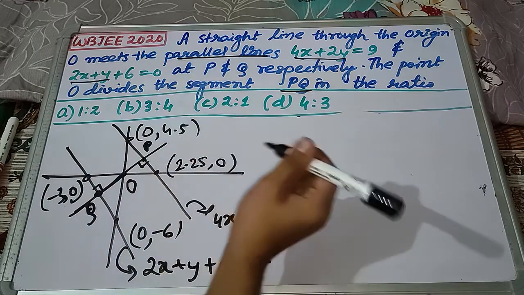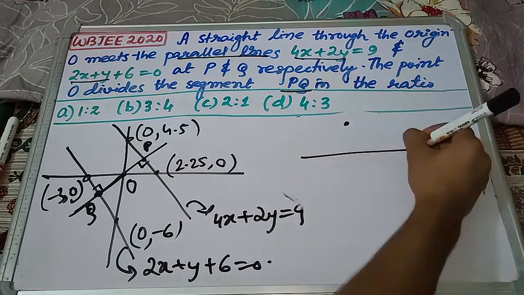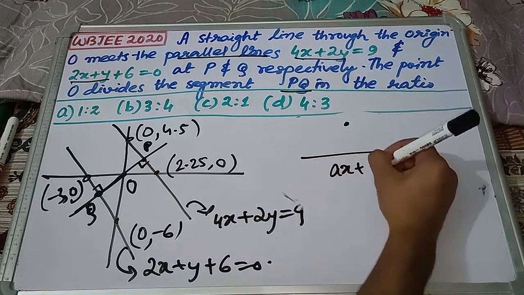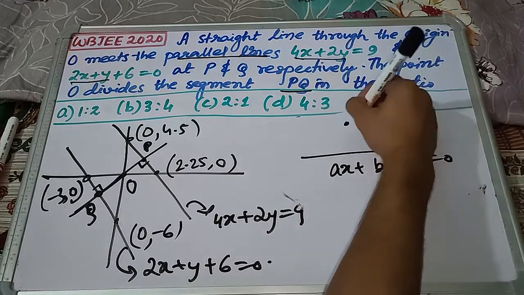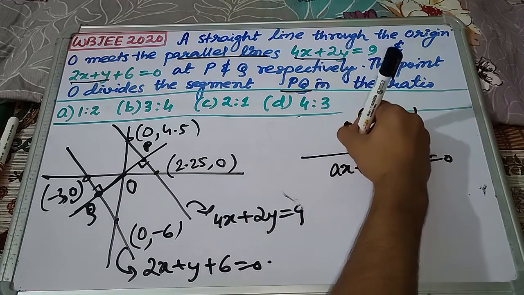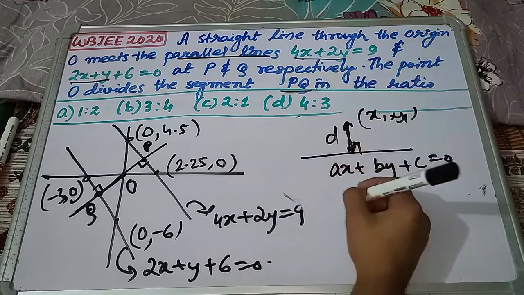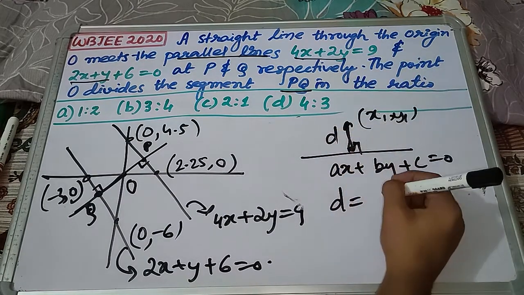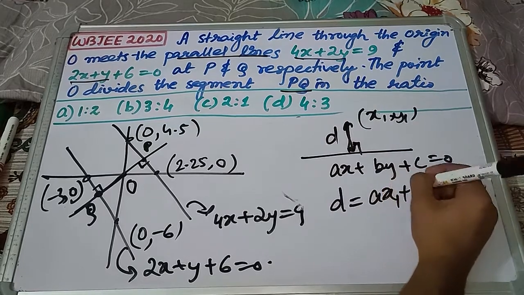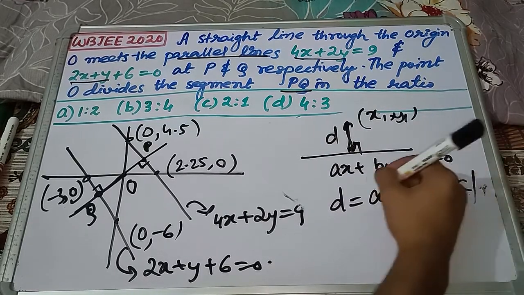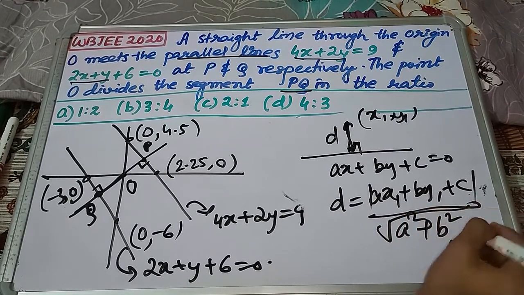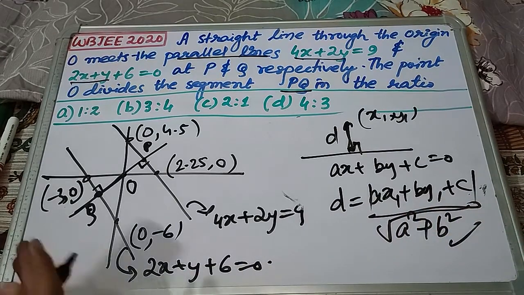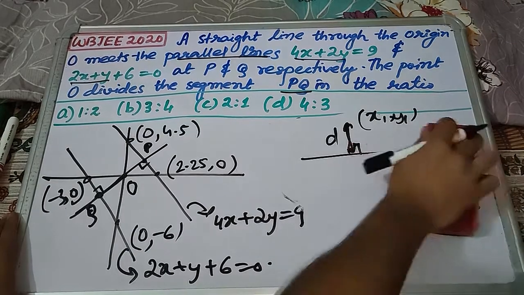So if you consider this as a parallel line, what is the formula? Let me first state. Suppose this is the line ax plus by plus c equals 0, and this is your point x1 comma y1, and you need to find this distance d. This is actually the perpendicular distance, of course. This is mod of ax1 plus by1 plus c, divided by root over a square plus b square. So using this formula we can find OP and OQ.